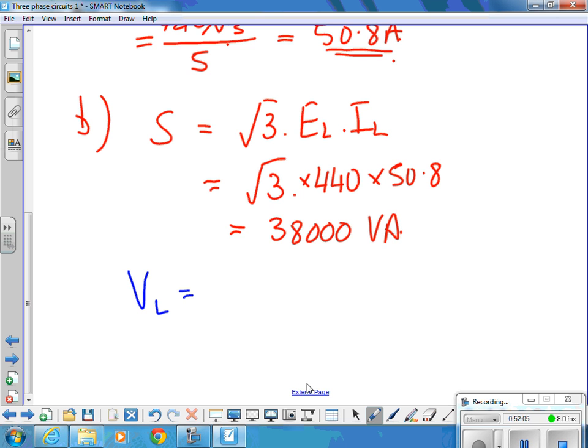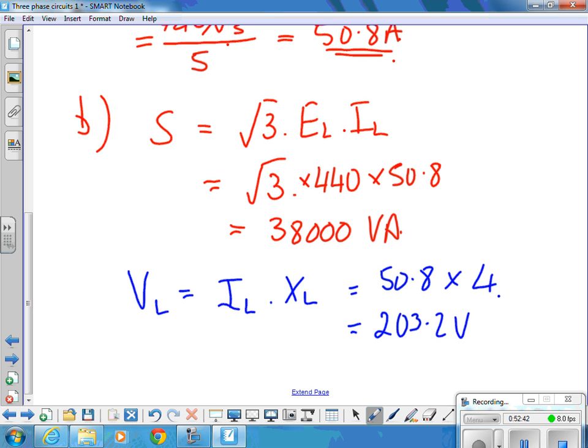VL, how can I get that? I line the what, Joe? Which is the XL, isn't it? Yeah. So it's the 50.8 times the 4 ohms, which is 200 and something volts.